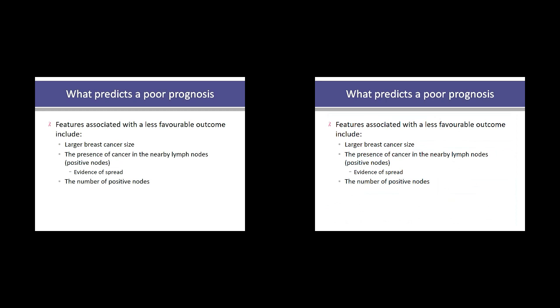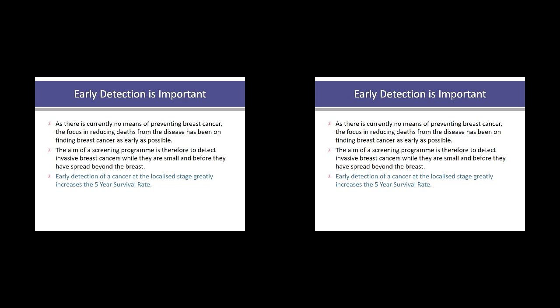So what predicts a poor prognosis then? Well, features associated with a less favourable outcome will include larger breast cancer size. So obviously we need to be detecting the cancers early. The presence of cancer in the nearby lymph nodes, which we'd call positive nodes, because that then demonstrates evidence of spread. The cancers become invasive. Once it can metastasize through the body, it becomes increasingly difficult to treat. And then following on from that, the number of positive nodes as well. So because of those issues, early detection is very important.